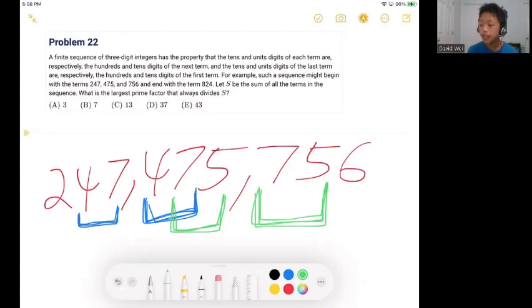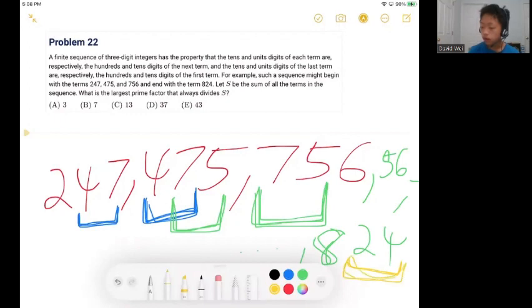And you basically continue this process. So the next term in the sequence has to begin with 5, 6 something, and so on. Eventually the sequence is going to end at a term like 824, which works because the last two digits, 24, are the first two digits over here, 24. So that's basically what the question is saying. All that jumble of words is basically trying to describe this kind of sequence pattern.